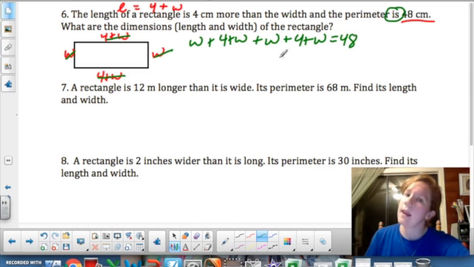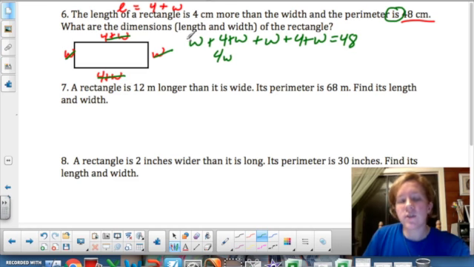All right, now I'm ready to combine like terms. I have 1, 2, 3, 4 W's. Remember that there are understood coefficients of 1 in front of all those W's. So 1 plus 1 plus 1 plus 1 is 4. And then I've got 4 plus 4, which is 8. And that's equal to 48.